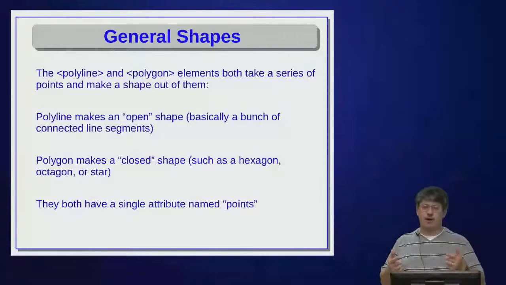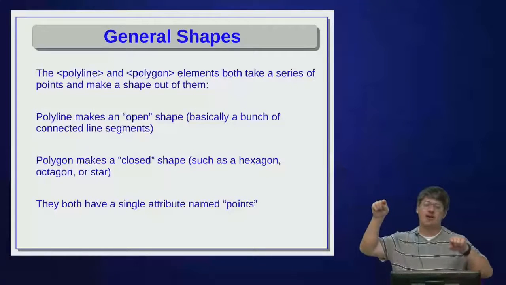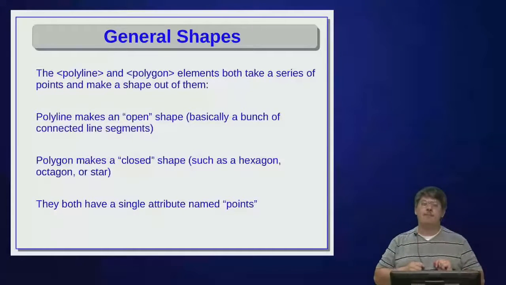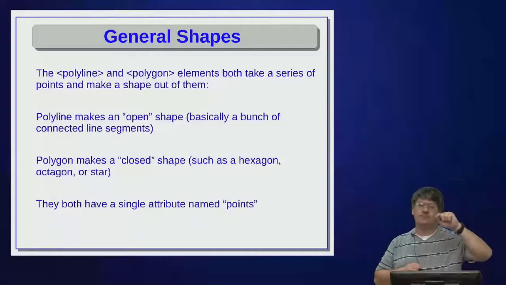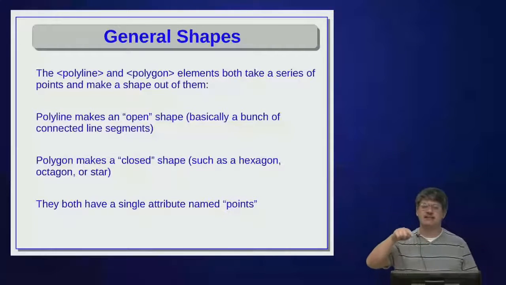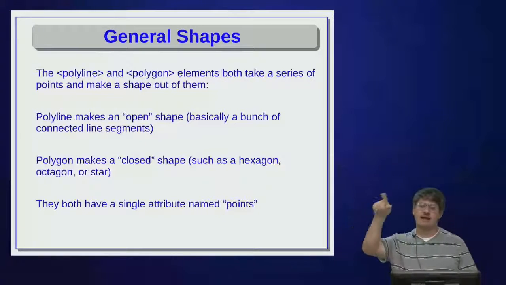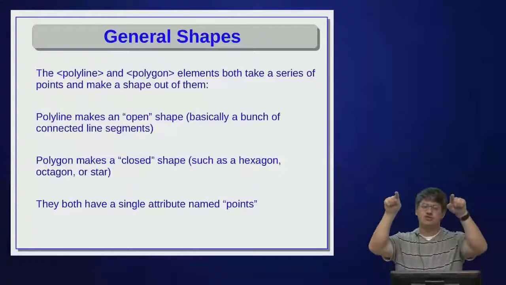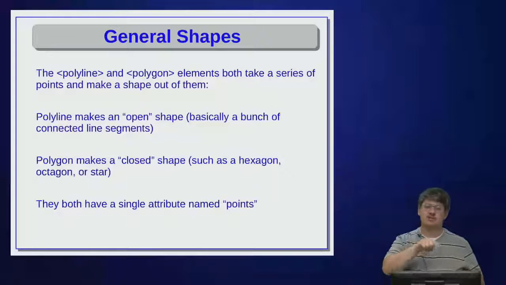The difference between polyline and polygon is that polyline makes an open shape. That means that the starting point and the end point aren't necessarily the same. Polygon makes a closed shape. That means that my starting point and my ending point are the same. I draw sides on the object, little line segments, and I come back to where I start. So polyline you can think of as a bunch of connected line segments that may or may not connect back to the beginning. But polygon is a closed shape. It always ends where it starts.